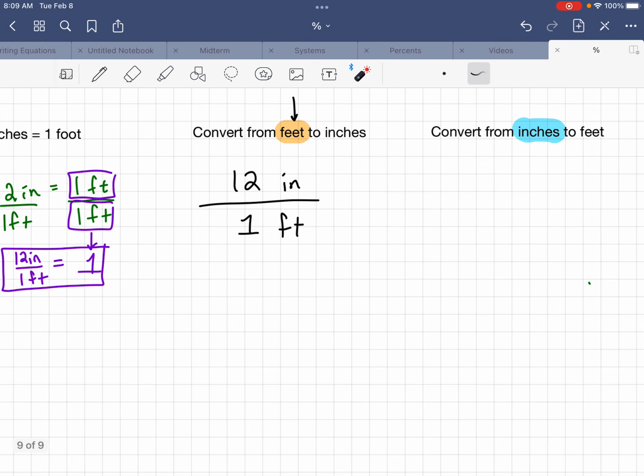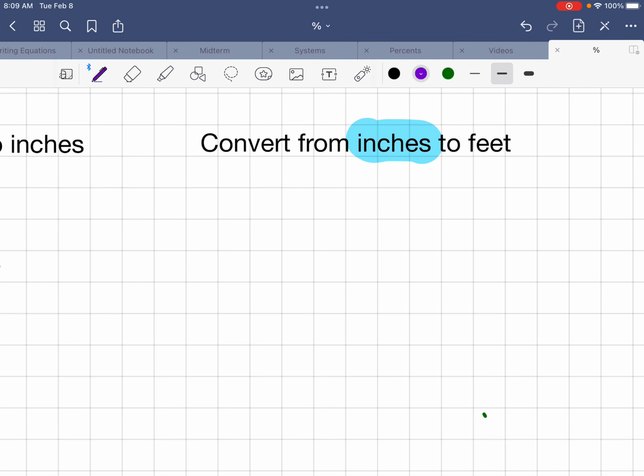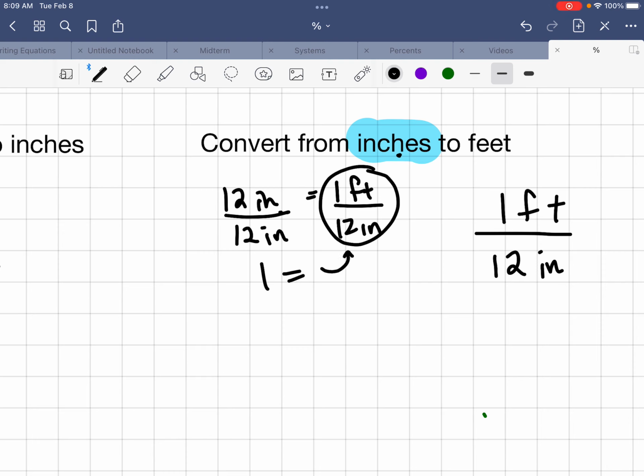If I wanted to convert from inches to feet, I'm going to write a fraction. I'm going to put inches in the denominator, and I'm going to put feet in the numerator. Again, if I wanted to do that on the equation, I'm going to divide both sides by, I totally messed that up. That's 12 inches in 1 foot. And we're going to divide by 12 inches, and we end up with 1 equals our ratio.